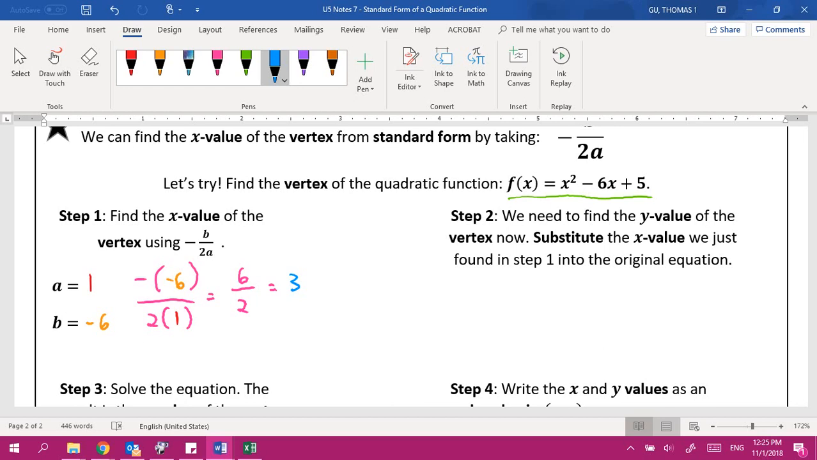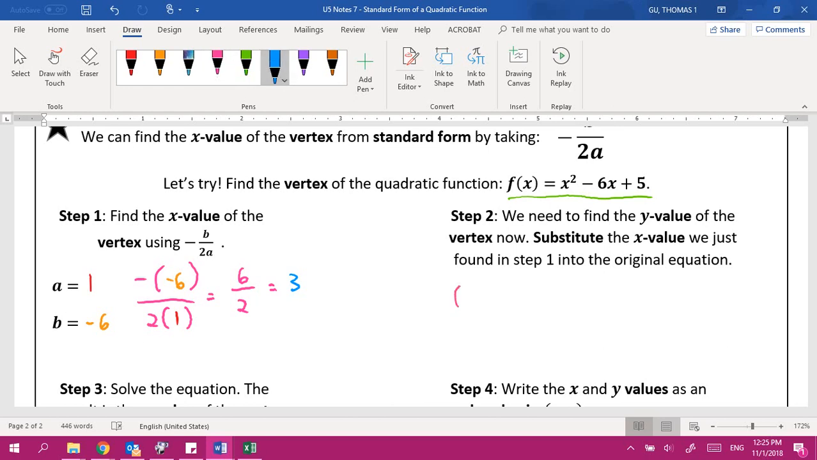Okay? So now we need to find the y value of our vertex. We're going to take that 3 that we just found and substitute it into every x we see in our equation. So after I substitute my x's, what's my equation going to be?